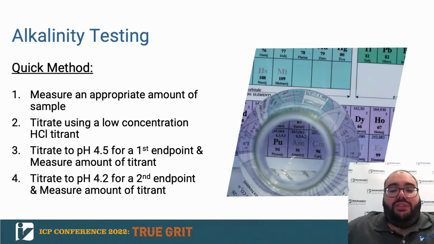First, you want to titrate to a pH of 4.5. You want to monitor this titration with a pH meter, and you're shooting for the first endpoint at 4.5, and then you want to measure the amount of titrant it took you to get to pH 4.5. From there, you'll measure a second endpoint. So you continue your titration after you've measured the amount of titrant it took to get to 4.5. You'll want to continue the titration until you reach a pH of 4.2, and then measure the amount of titrant that it took to get you there as well.